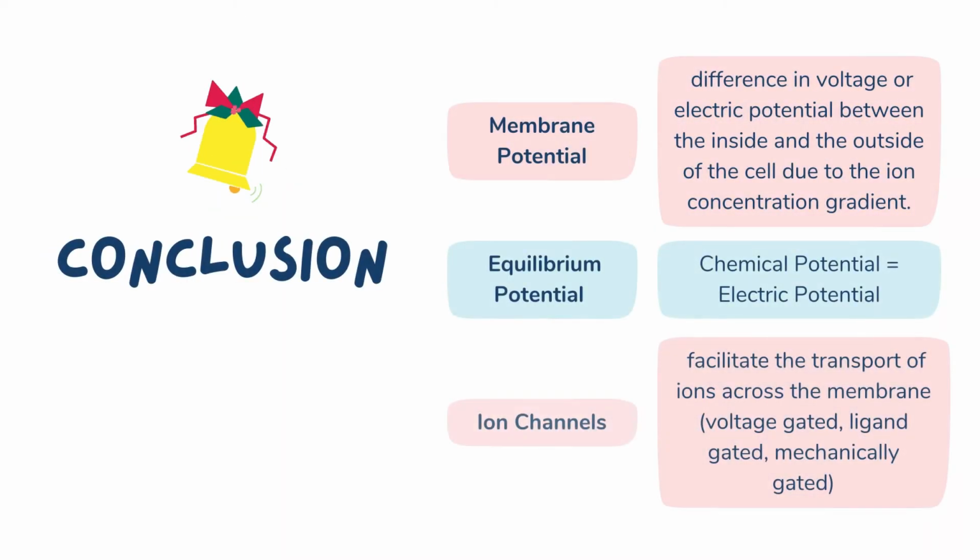In conclusion, we have learned that membrane potential is the difference in voltage or electric potential between the inside and the outside of the cell due to the ion concentration gradient. In the cell, since the membrane is not equally permeable to all ions, a chemical potential and electric potential are present. When these two are equal, the voltage is equal to the equilibrium potential, which can be calculated using the Nernst equation. Ion channels are what facilitate the transport of ions across the membrane and are classified into voltage-gated channels, ligand-gated channels, and mechanically gated channels.